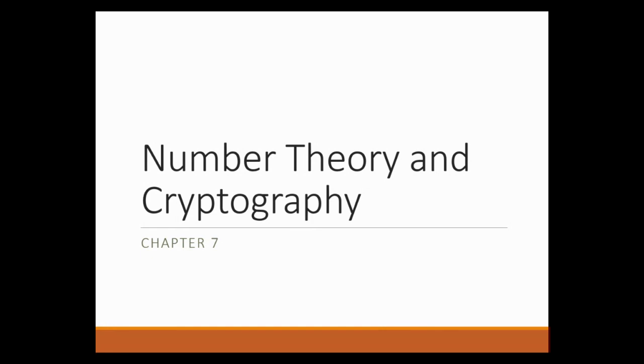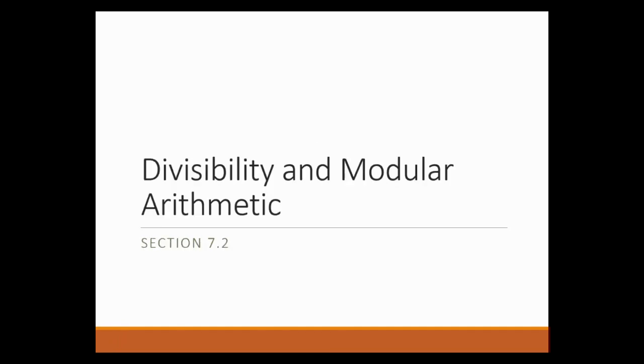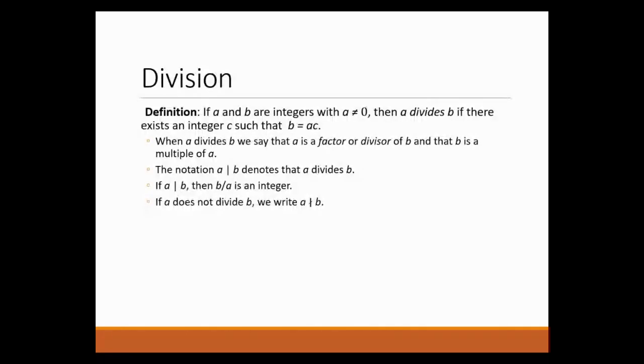So let's get started. Today we are starting a new chapter, which is Number Theory and Cryptography. This is chapter 7 in the book, and we'll be discussing section 7.2 in particular, which is divisibility and modular arithmetic. We'll be going through some definitions, theorems and corollaries.